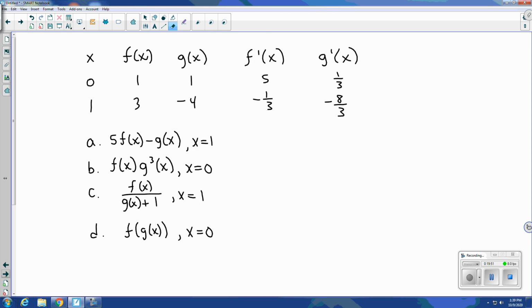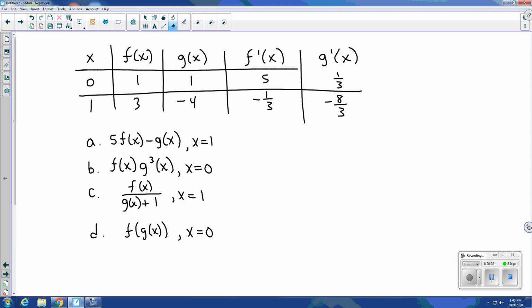All right, now we got a table of these values, so I'll make that a little more clear. We're just going to do a through d. So we have to find the derivative of that given expression and evaluate it at that x value. So for a, derivative of 5f of x is going to be 5f prime of x. And the reason we're doing this, we want to get used to writing derivatives with function notation, minus g prime of x. And we want to evaluate this when x is equal to 1.